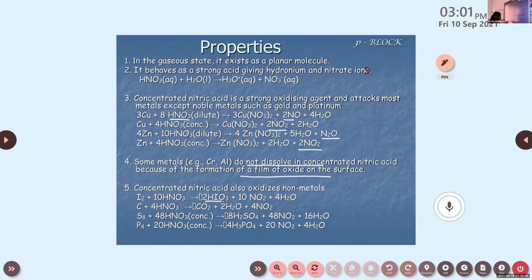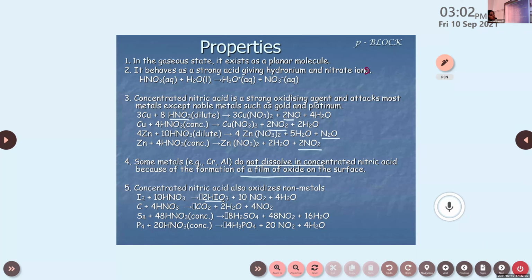Then carbon will also react with nitric acid, and carbon dioxide, water and nitrogen dioxide are formed. Then sulfur reacts with concentrated nitric acid, and sulfuric acid, nitrogen dioxide and water will be formed. The next one is phosphorus, which will react with concentrated nitric acid. Then phosphoric acid is formed along with nitrogen dioxide and water.